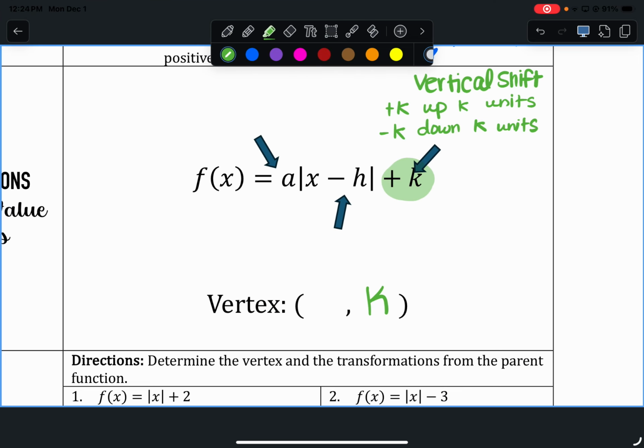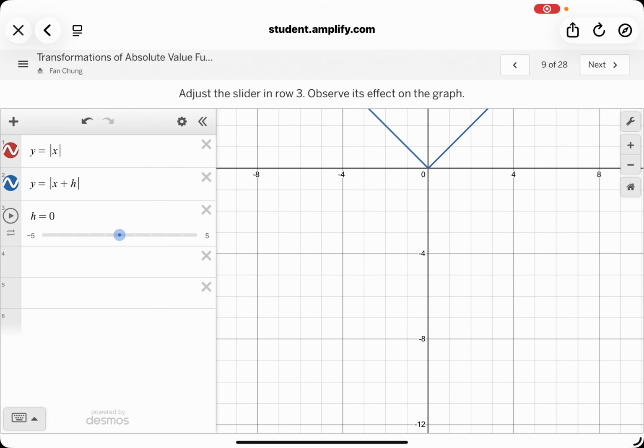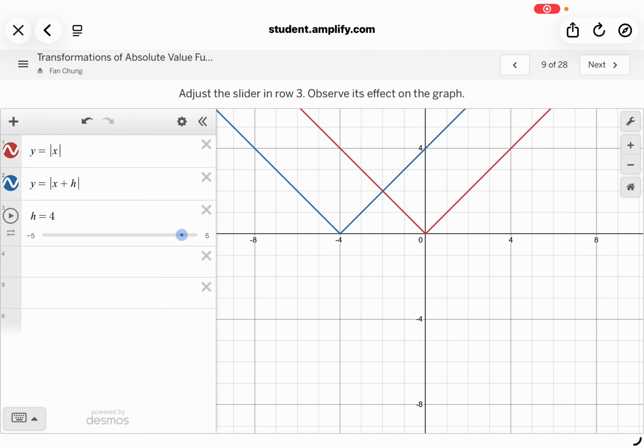Okay, now we're going to look at h. So h is inside of the absolute value part. Whenever it is inside of our absolute value, it's a little bit different. So if you had a guess, what do you think would happen when you had a positive h? It'd go to the left. I would go to the right. Which way does it go? Left. To the left. Negative and negative. Okay, the reason for that has to do with whenever we solve these equations.